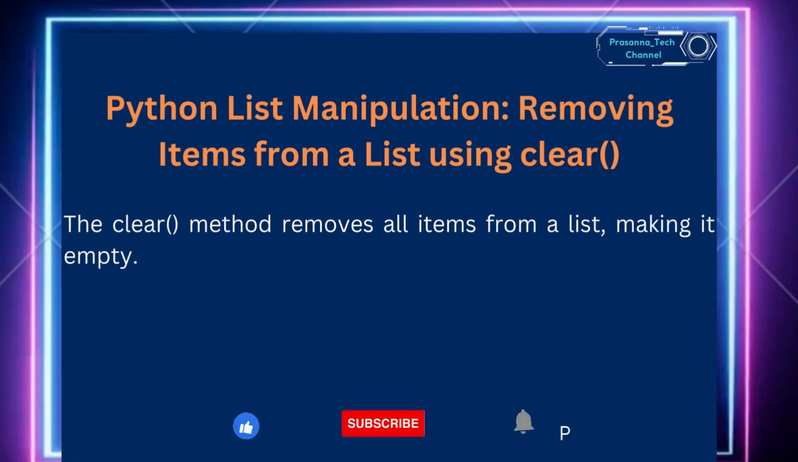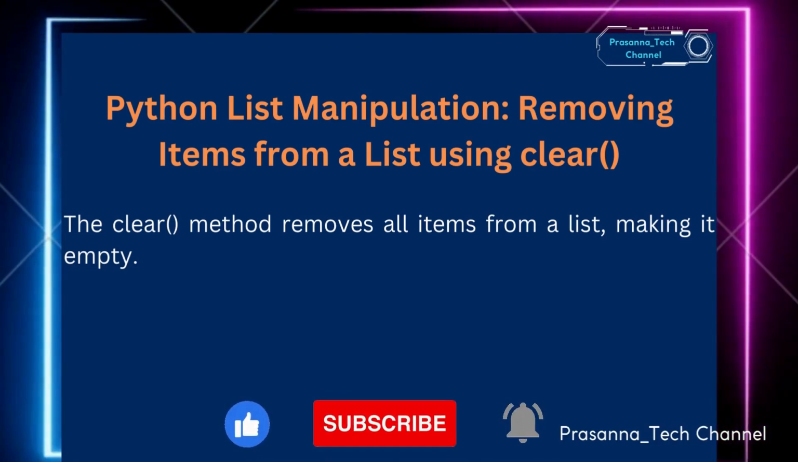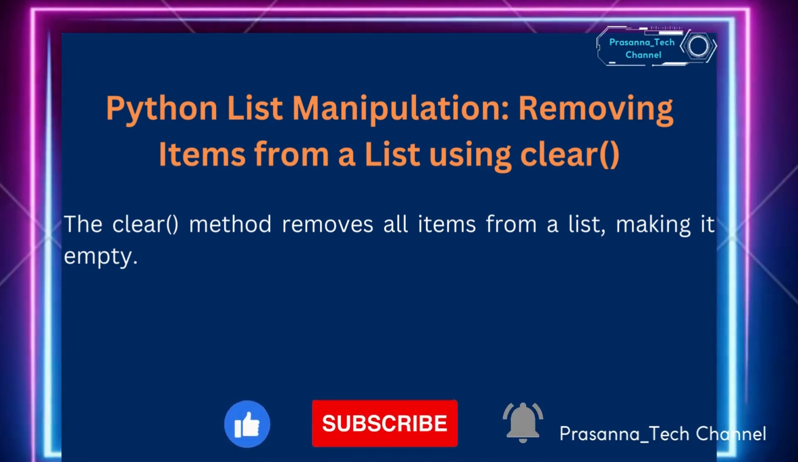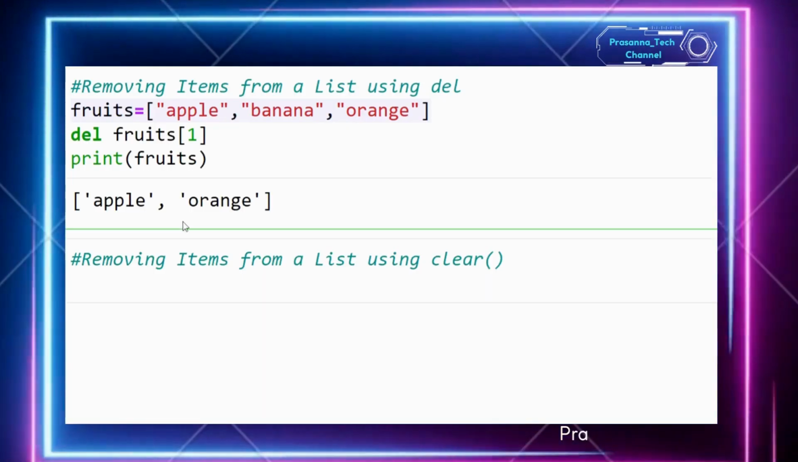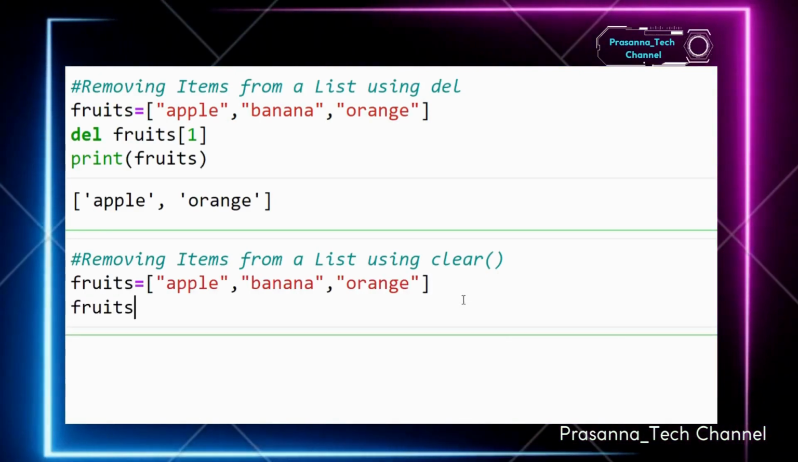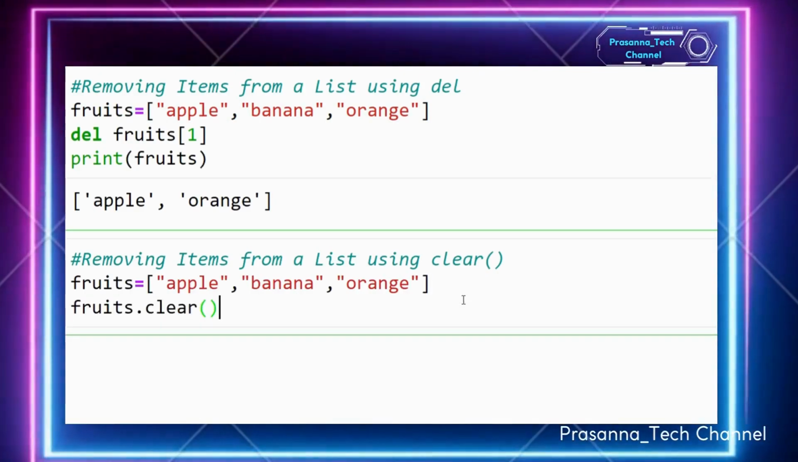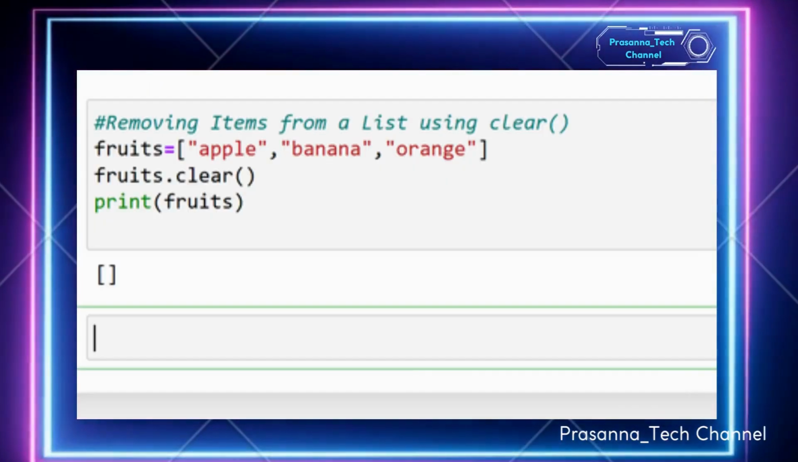Python list manipulation. Removing items from a list using clear. The clear method removes all items from a list, making it empty. Let's take an example. So I'm using same example. Fruits equals to apple, banana, orange. Fruits dot clear, print fruits. And the result is empty list.